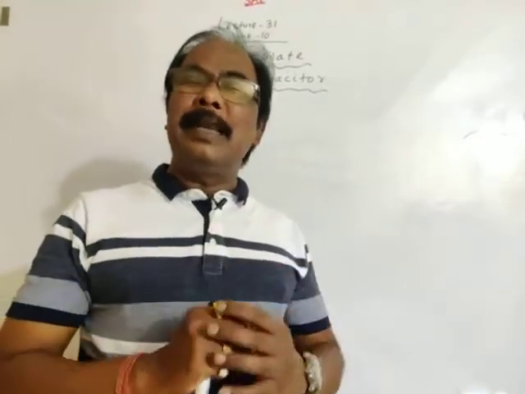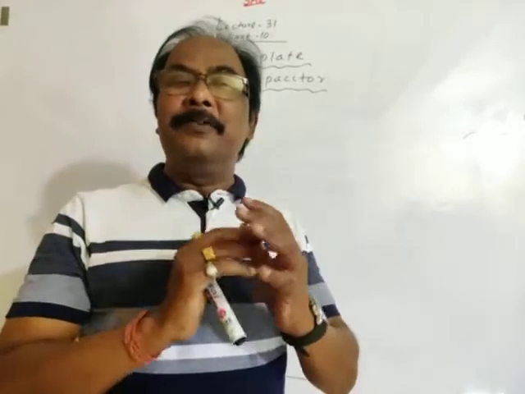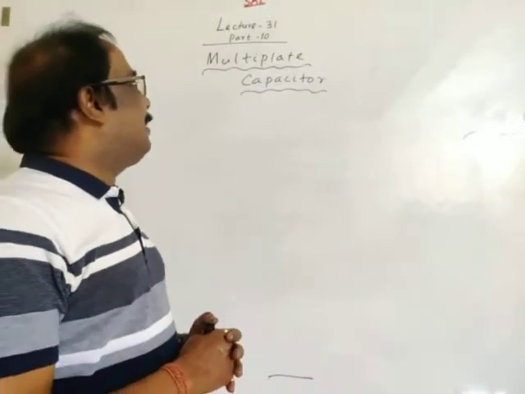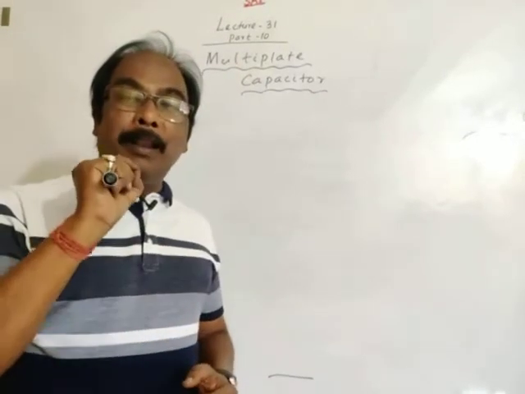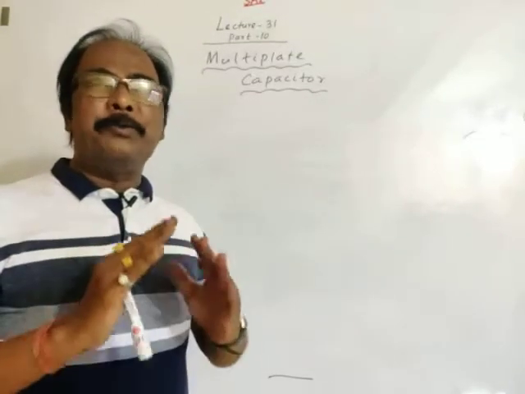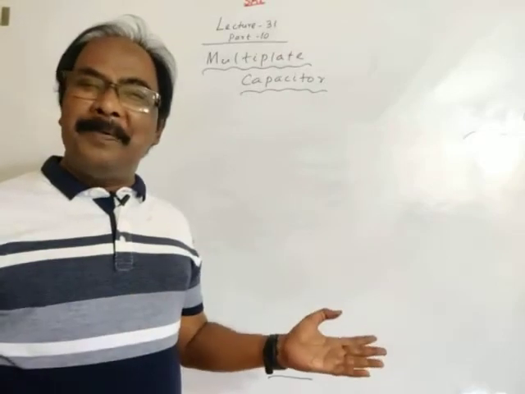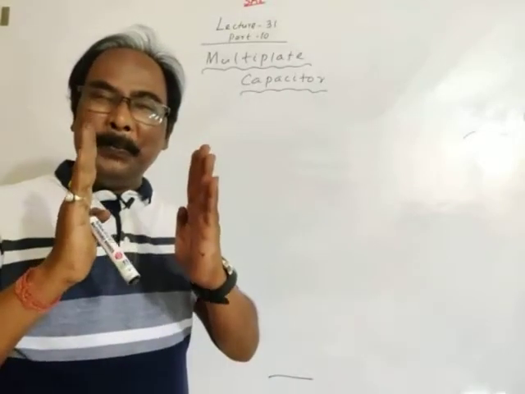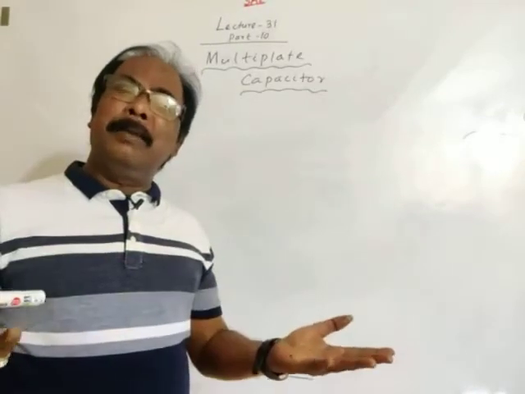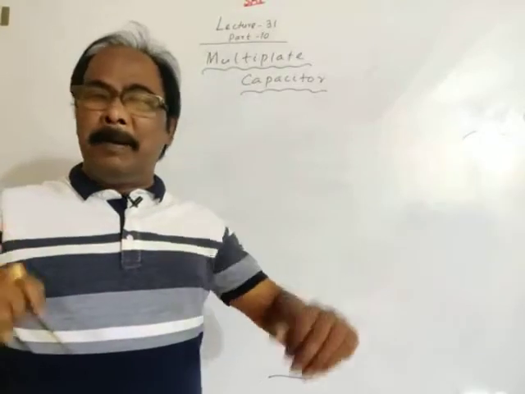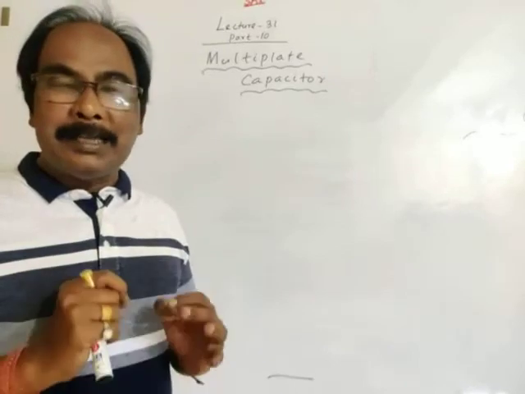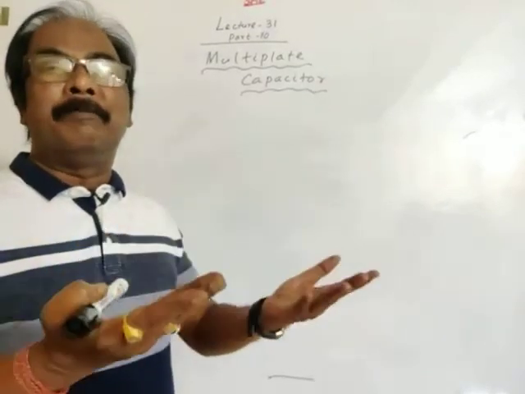So in this lecture, another beautiful concept we'll discuss, that is how to find equivalent capacitance of a multi-plate capacitor. As we know, usually a parallel plate capacitor contains two metallic plates parallel to each other. But a capacitor may contain a number of metallic plates. In that case, how will we find the equivalent capacitance of a capacitor containing a number of plates?